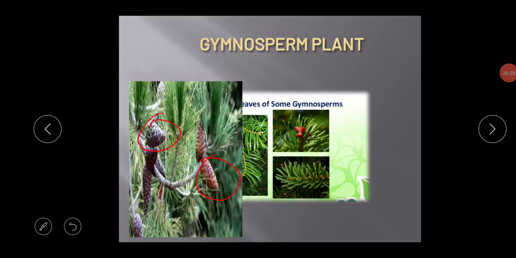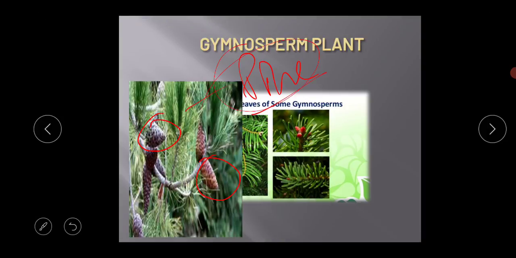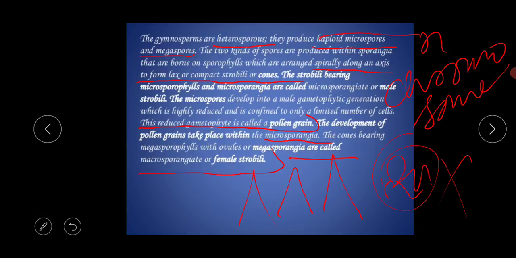So these are the gymnosperm plants, and an example is the pine tree. These kinds of trees you will find in hilly areas. From today's video, we got to know about the pteridophytes and gymnosperms: the salient features of each, their reproductive strategy and proper examples. So this chapter is completed.